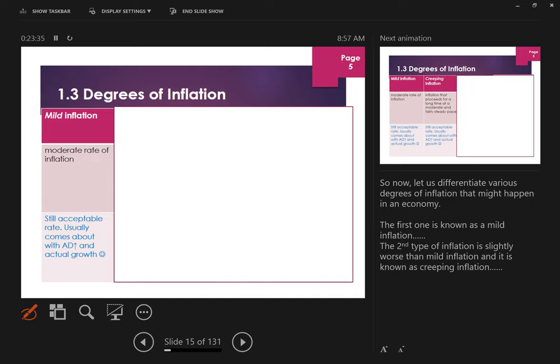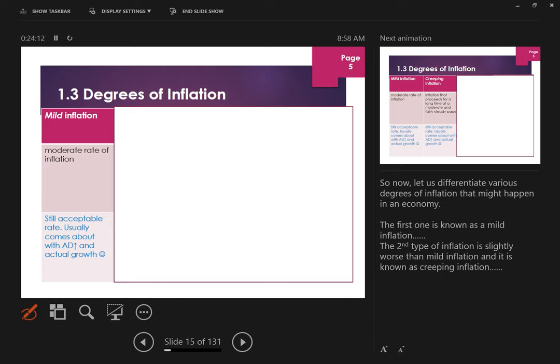when we have mild inflation, what this suggests about the economy is that your economy is showing signs of growth. If you don't believe it, when you draw your AD-AS diagram, when AD increases, your output increases. Your general price level will increase, especially when you are close to full employment. So mild inflation suggests there is still growth in the economy, because we would rather have this than no inflation at all.